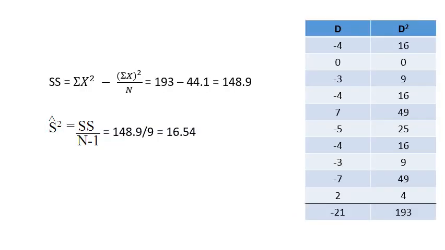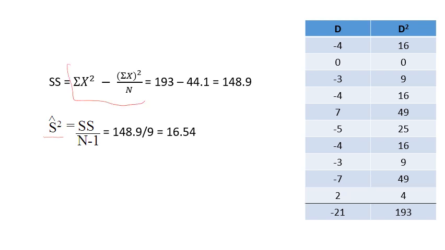Well, first thing we need to do is calculate the standard error of the estimate, the estimated standard deviation. To calculate that, it's equal to the sum of squares divided by n minus 1. And this is actually the variance, not the standard deviation. So the estimated variance, we want to calculate the estimated variance. That is equal to sum of squares divided by n minus 1.